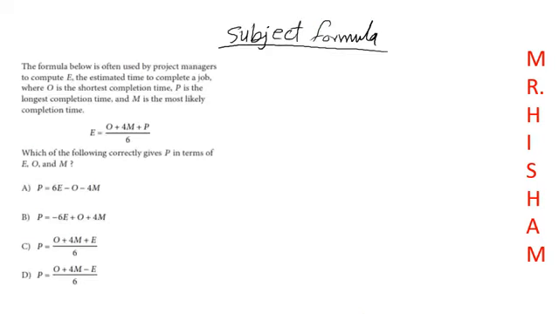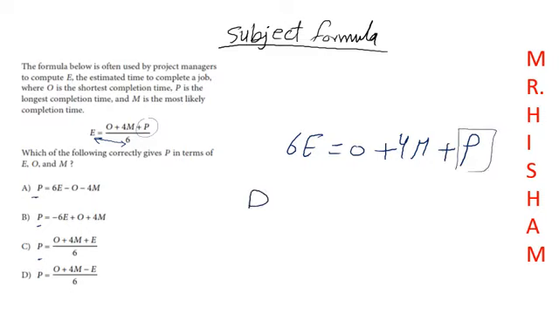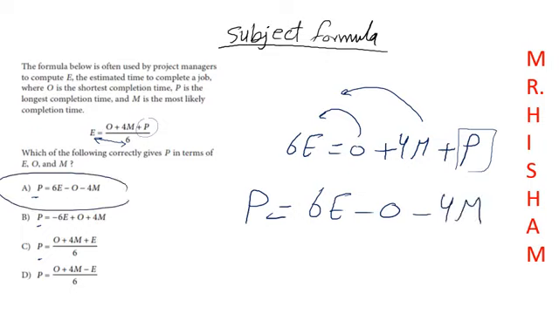For 28, I don't need to read the question because it's a subject formula one. So E is equal to O plus 4m plus P, over 6. And I want to make P the subject, as is clear. So P is in the numerator, so I'm going to start by multiplying by 6. So 6E is equal to O plus 4m plus P. If I wanted to make P the subject, I wanted to keep it on the left. It's the same if I wrote it like this. So I'm going to move O and move the 4m as minus. So P is 6E minus O minus 4m. So the right answer is A.